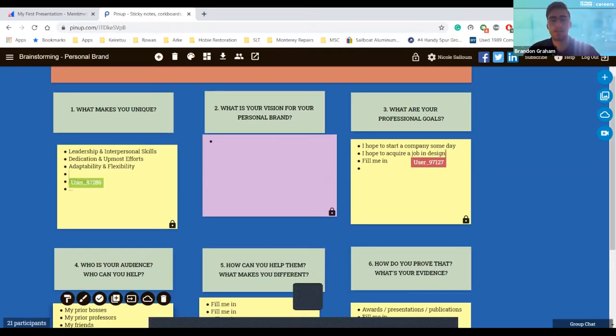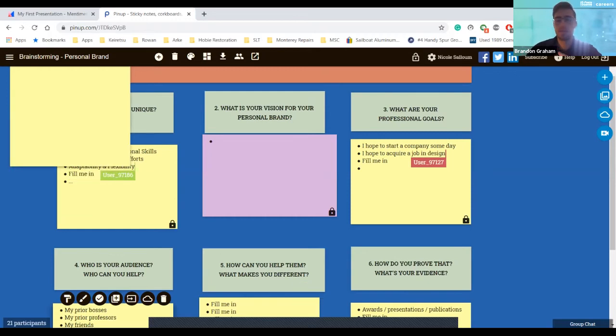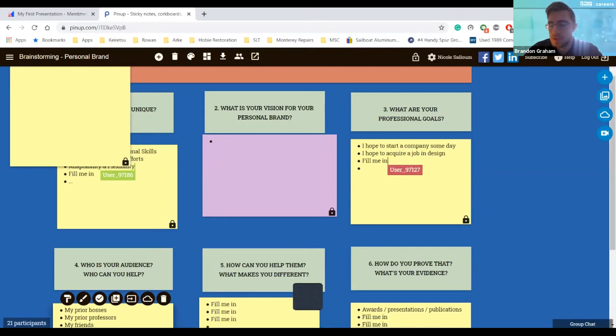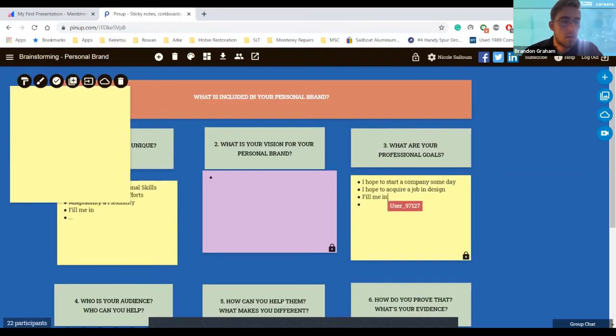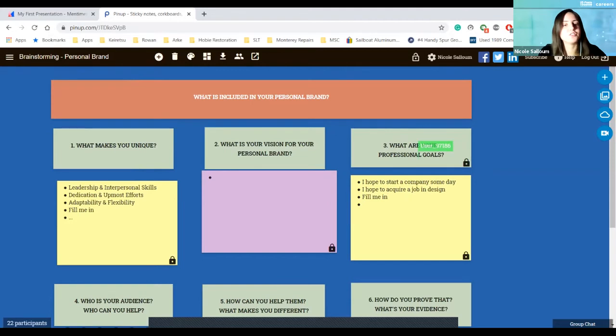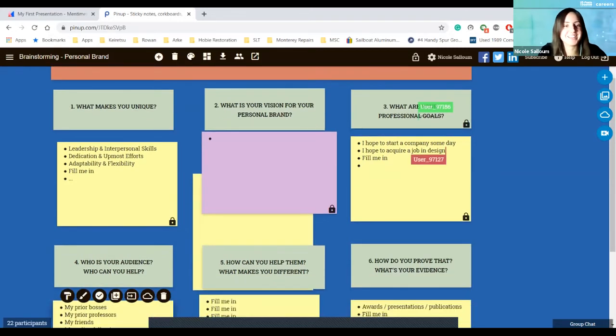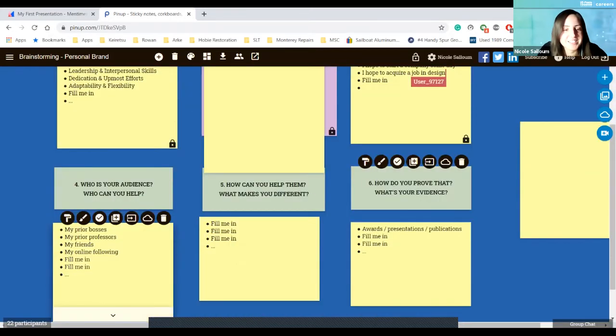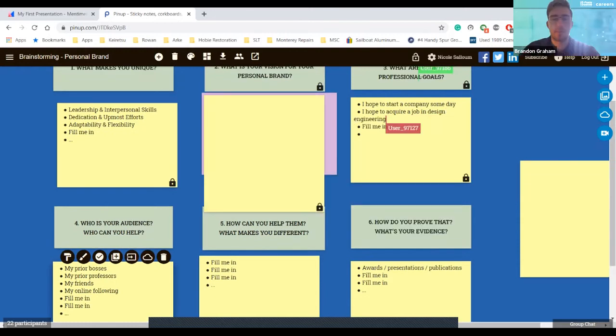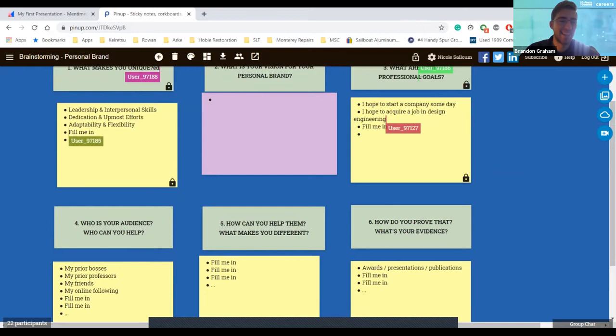Okay, dedication. Absolutely. What makes you unique? Being dedicated. Somebody wants to be a designer. Okay. An engineering designer or a graphic designer? Looks like people are creating their own cards. Why not?